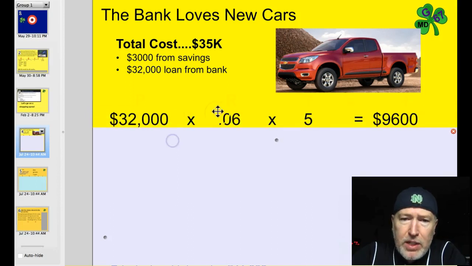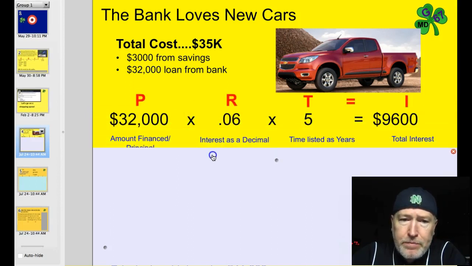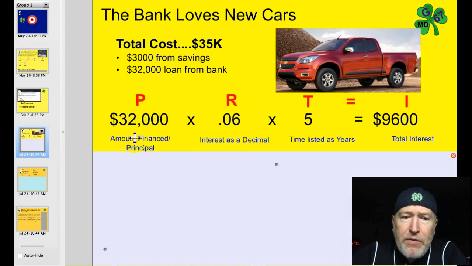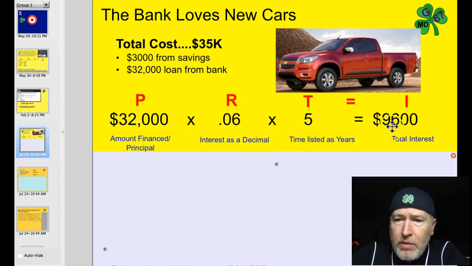Let me just get some things down here so we can take a look at it. He would have to finance $32,000 from the bank at 6% interest. That's 0.06 times 5 years. He chose 5 years as a fair amount of time because it's a new truck. It'll last a long time. Multiply that together, $9,600 total interest, almost $10,000 in interest.